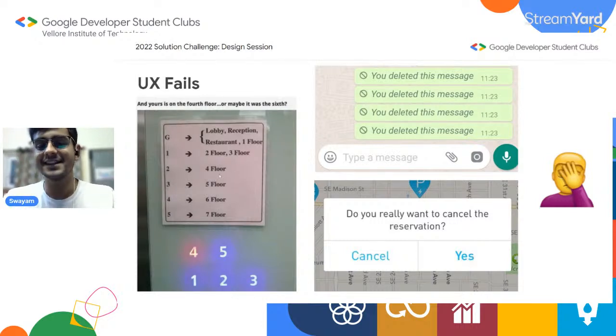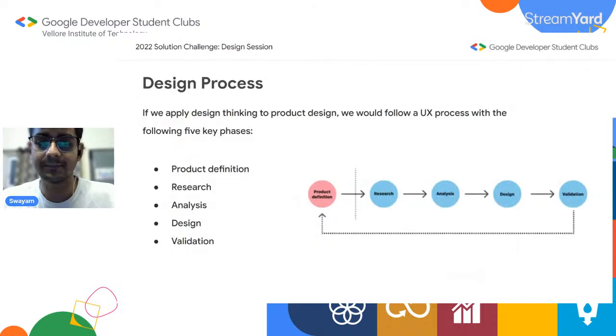And again, here it says, do you really want to cancel this reservation? Cancel, yes. So okay, I want to cancel. Should I press cancel or should I press yes? All these are UX plays, and this just shows how important user experience in general life is.